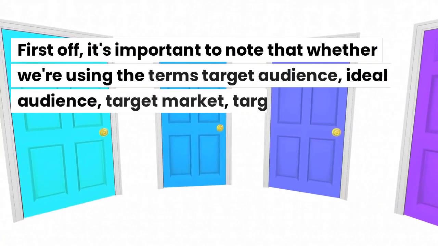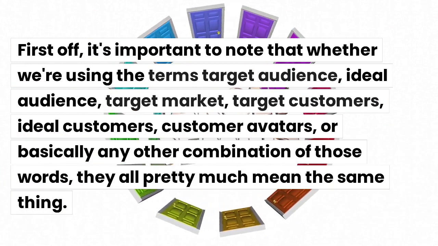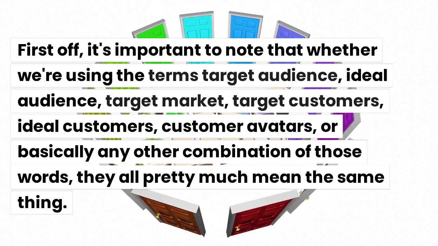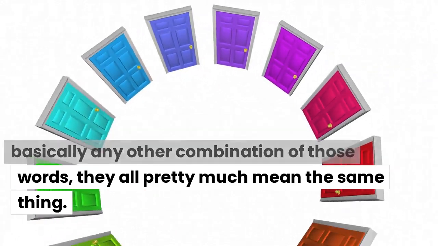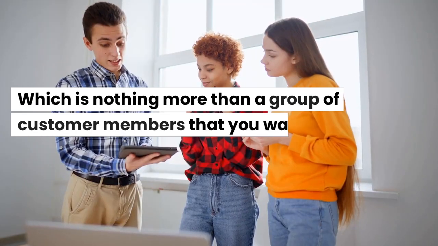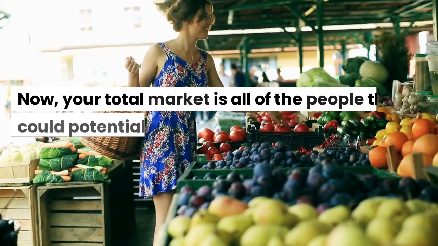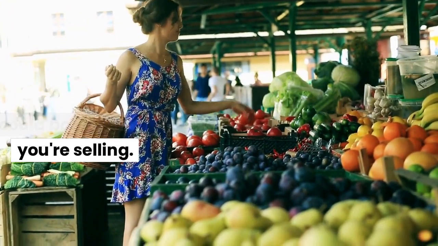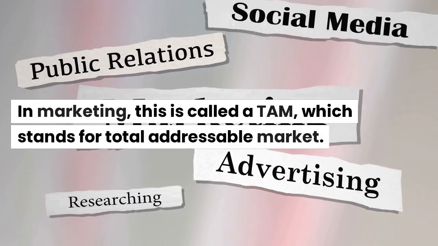First off, it's important to note that whether we're using the terms target audience, ideal audience, target market, target customers, ideal customers, customer avatars, or basically any other combination of those words, they all pretty much mean the same thing. Which is nothing more than a group of customers that you want to reach or sell to. Now, your total market is all of the people that could potentially buy whatever it is that you're selling. In marketing, this is called a TAM, which stands for Total Addressable Market.